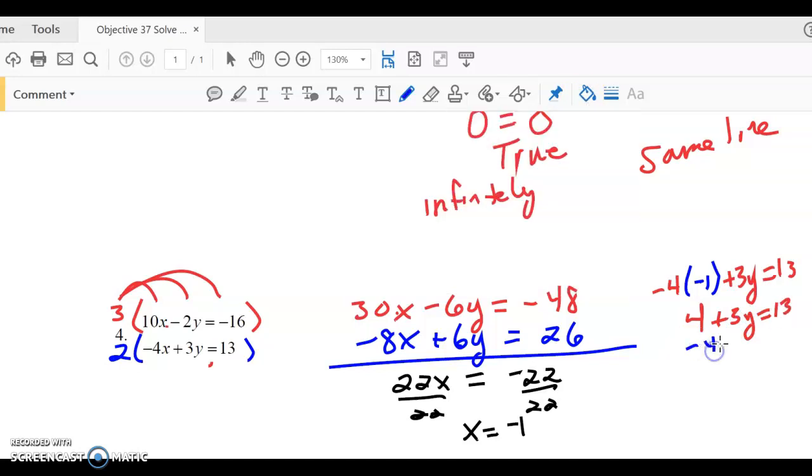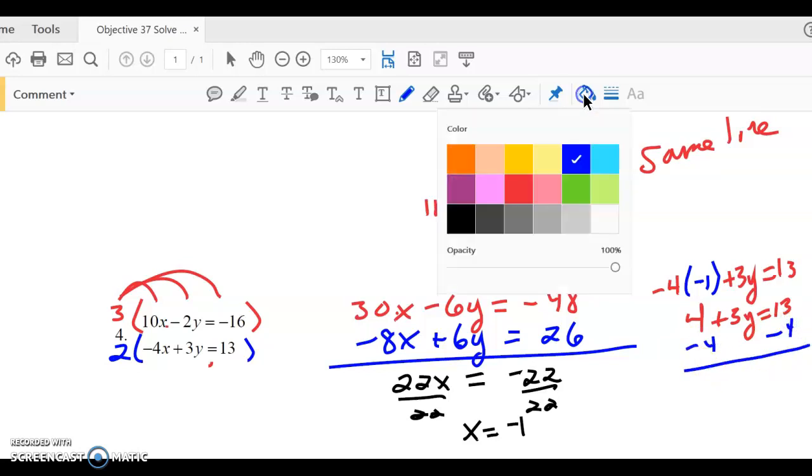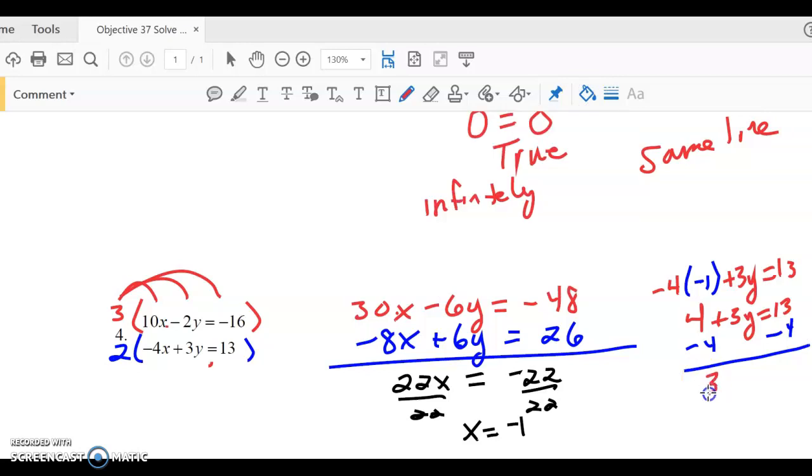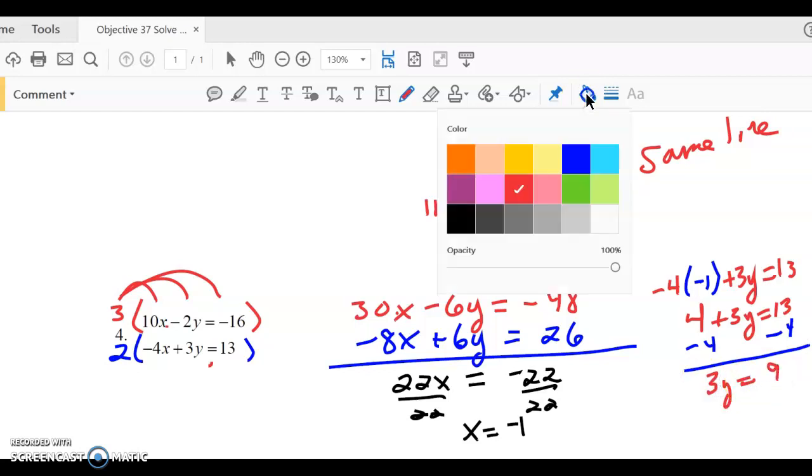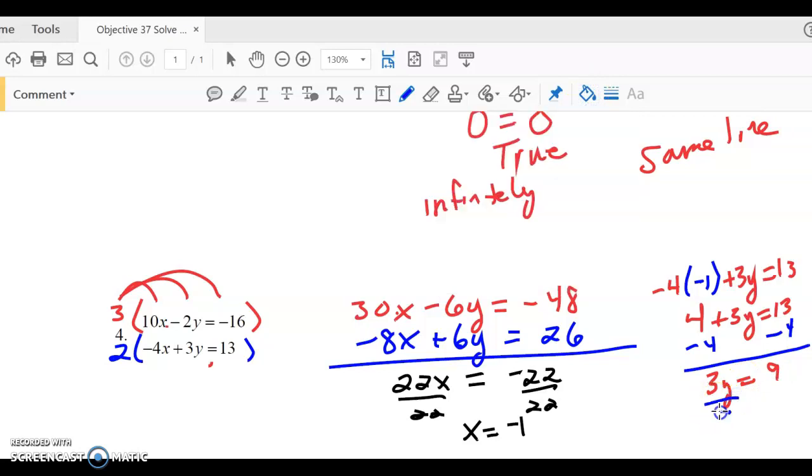Subtract 4, and I get 3y equals 9. Divide by 3, and we get y equals 3. So the final answer is negative 1, 3. All right. Good luck on your homework.